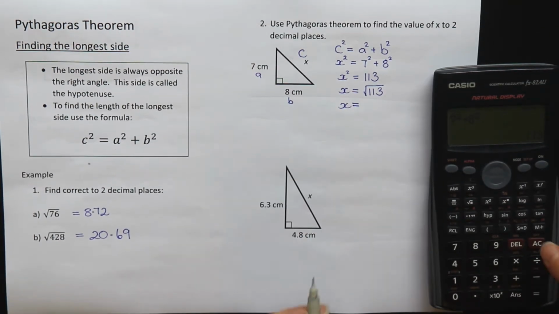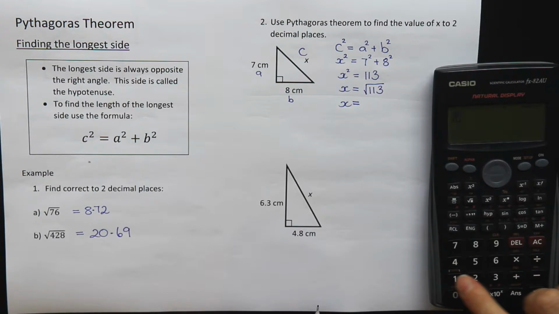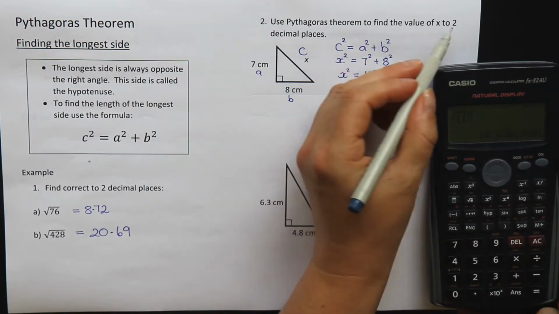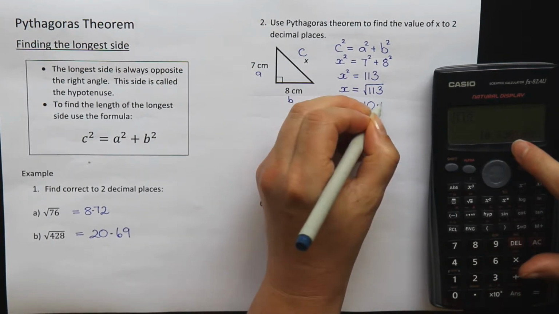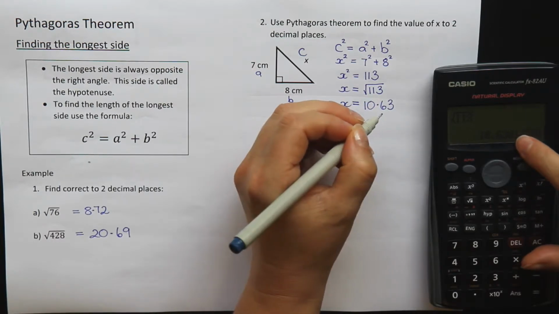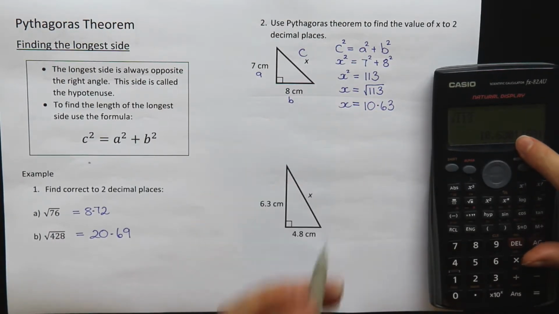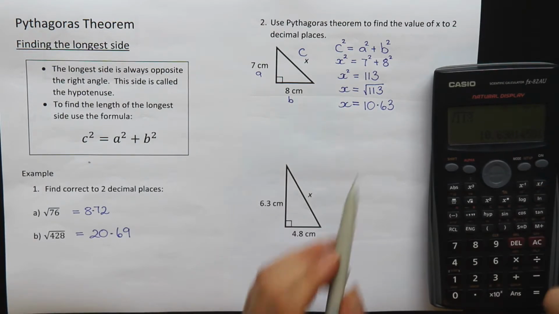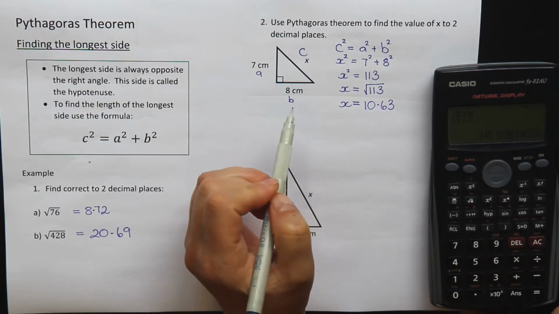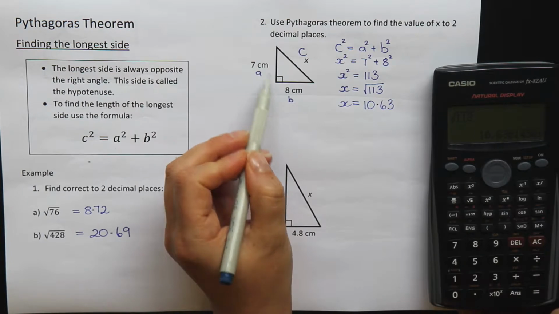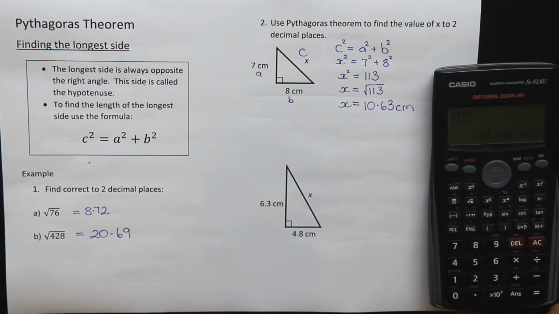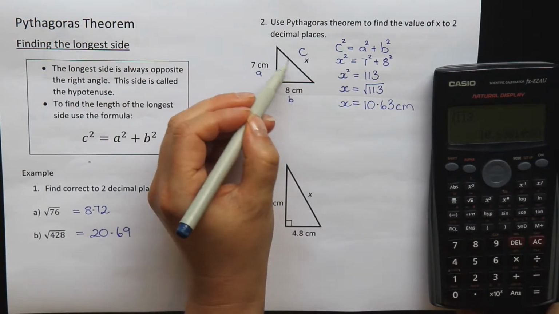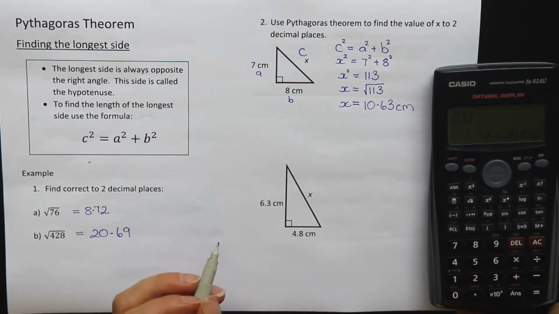So on the calculator, like we practiced before, the square root of 113 equals, and we're doing 2 decimal places, 10.63. The number after the 3 is a 0, so it doesn't round up. That is my answer. Now when you do these questions, you also need to look out for units. These sides were measured in centimetres, so my hypotenuse will also be in centimetres. So that's my answer. This side of this triangle is 10.63 centimetres long.